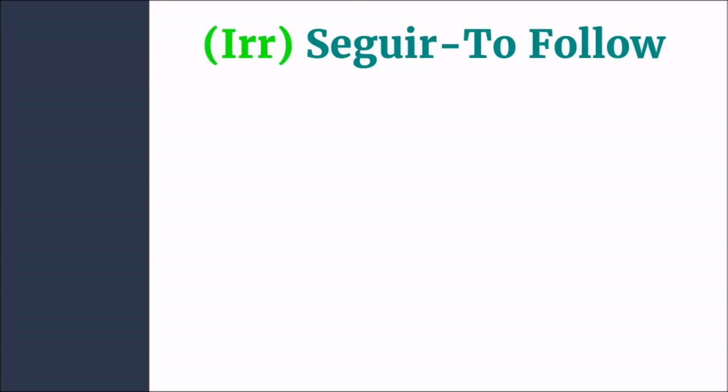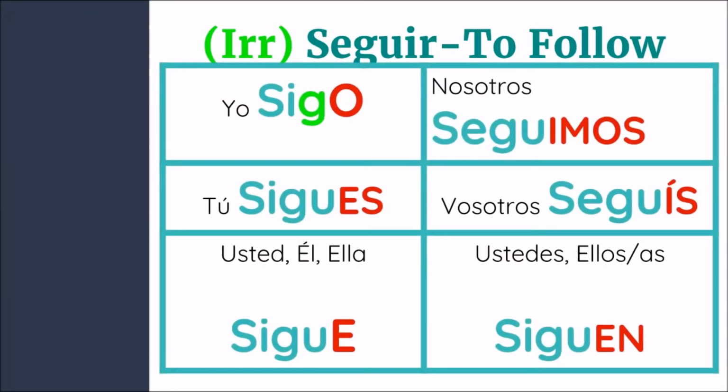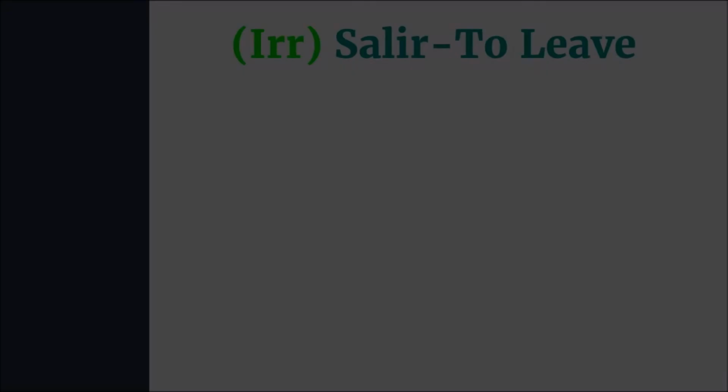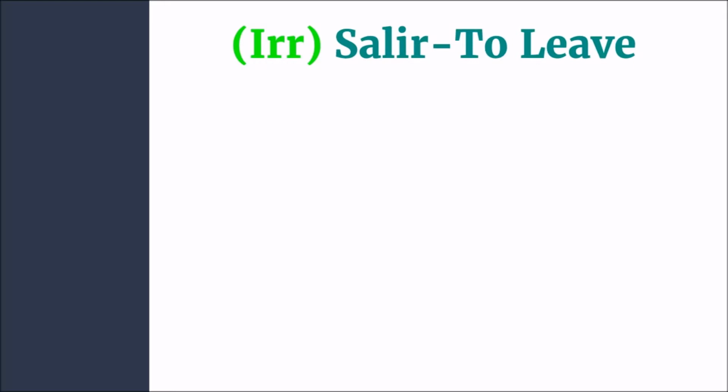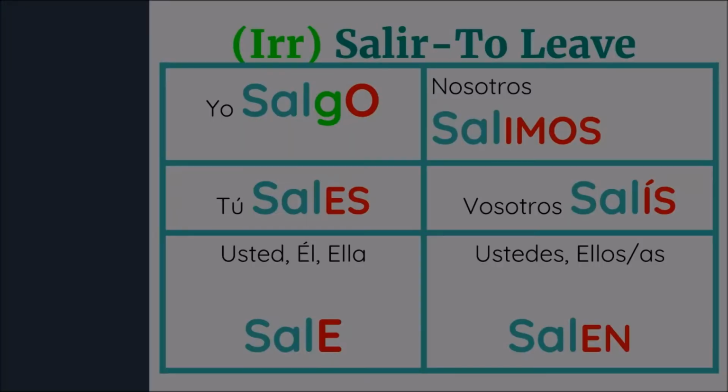Now let's move on to another irregular, seguir, which means to follow. Sigo, sigues, sigue, seguimos, seguís, siguen. Let's move on to the next one, which is salir, a very important verb. It means to leave. This one is irregular as well. Salgo, sales, sale, salimos, salís, salen.